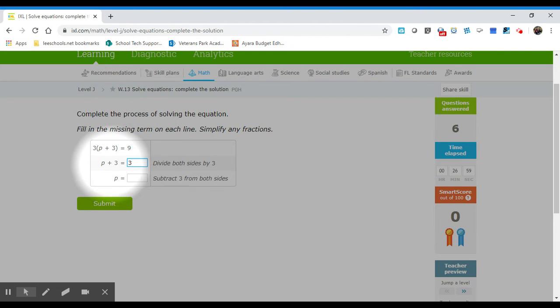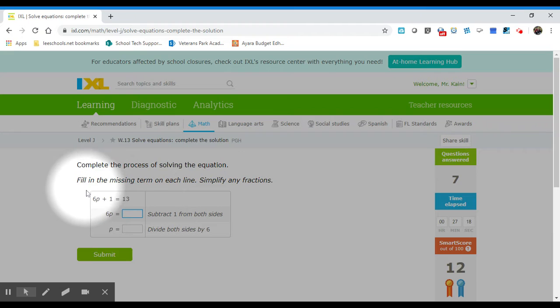Then in algebra, how would I get rid of this positive 3 right here? I would subtract 3, right? Subtract 3 from both sides. So if I subtracted 3 from this side, I would get 0.